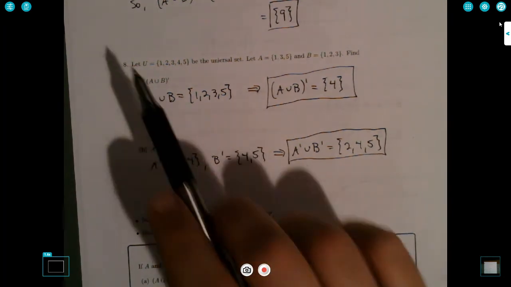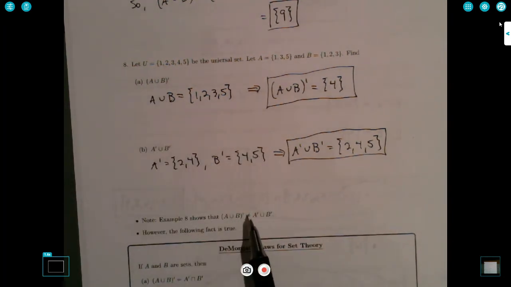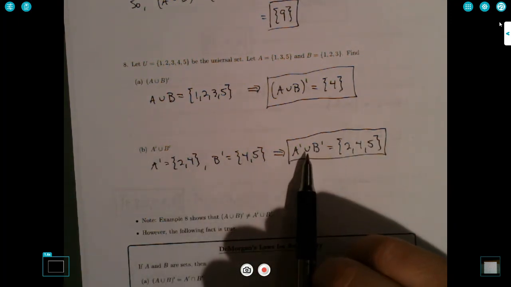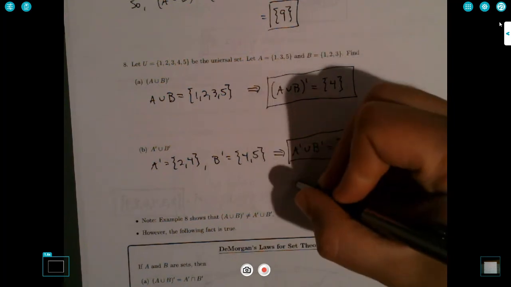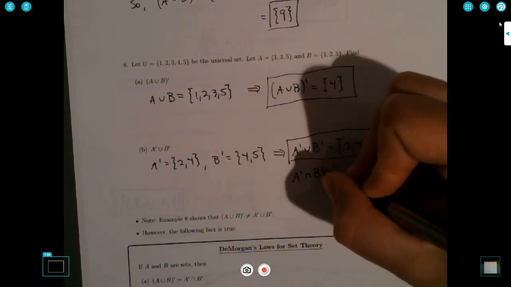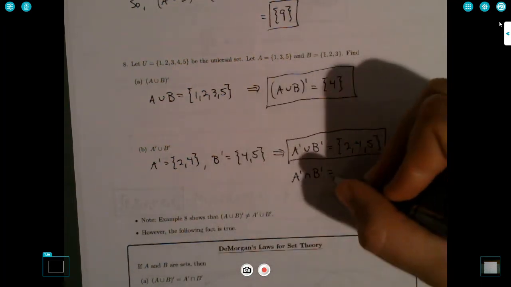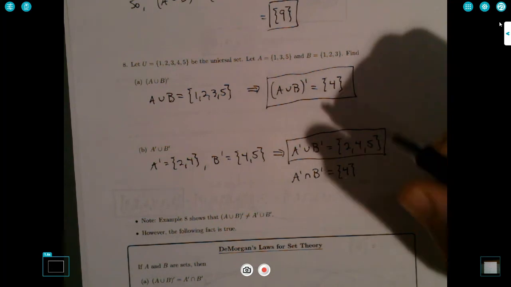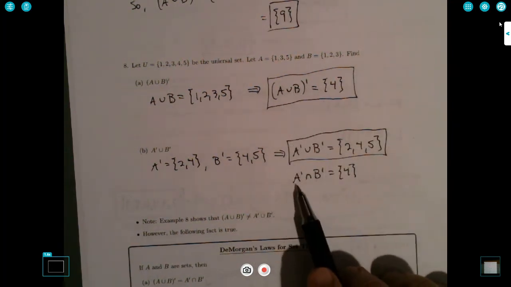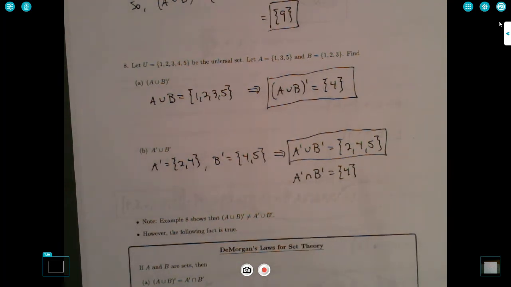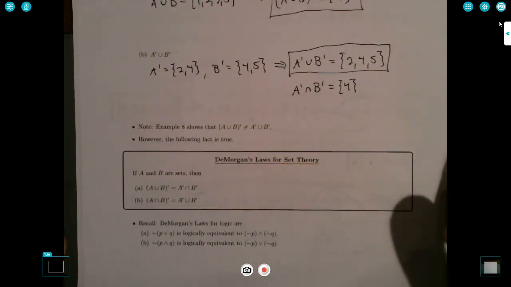All right, so this example shows us that A union B complement is not the same thing as A complement union B complement. You can't just distribute the complement and get the same thing. But if you squinted it just right, notice that if we had changed this to an intersection instead, A complement intersect B complement, it's what they have in common, and that would just be 4. Well, that is the same thing as A union B complement. So A union B complement is A complement intersect B complement. That's a fact known as De Morgan's laws.